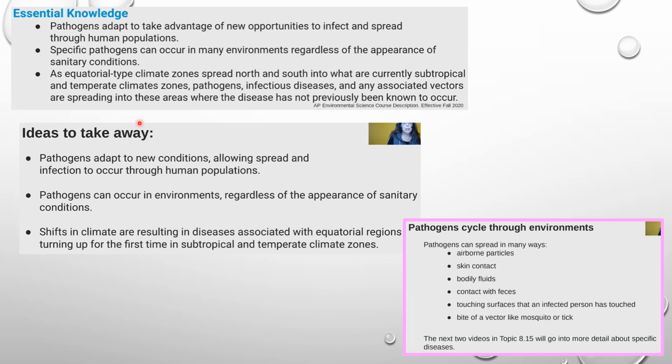So we just talked about a whole bunch of pathogens. And remember, the big takeaway is pathogens can adapt to new conditions, and they can spread through the environment with climate change. And remember that pathogens can occur in any type of environment. It doesn't have to be sanitary or unsanitary. Really, pathogens can be found anywhere. And they spread in many different ways: through what we eat, through what we touch, through what we breathe. Pathogens.